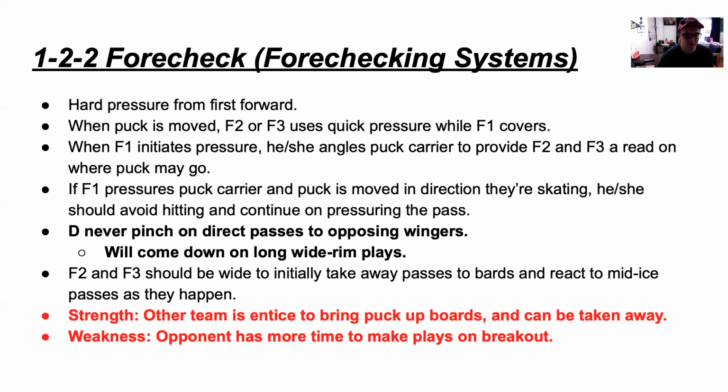There's a strength and weakness to this forecheck. The strength is the other team is enticed to bring the puck up the boards and can be taken away so they can pressure us. The weakness is the opponent has more time to make plays on the breakout. So with the strength of this forecheck, we can get that puck easily if we use the boards. But the weakness is they're going to have more time to play this. But that's where we have to use our speed.